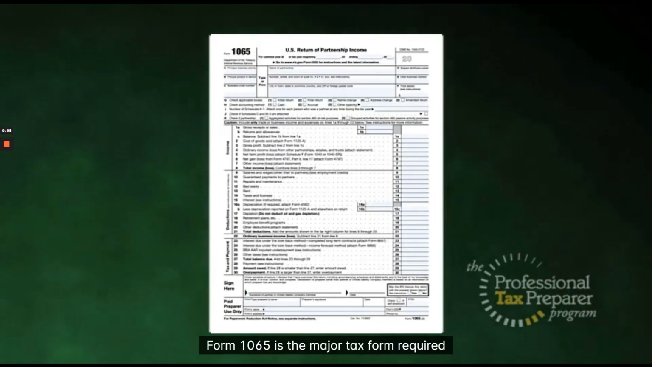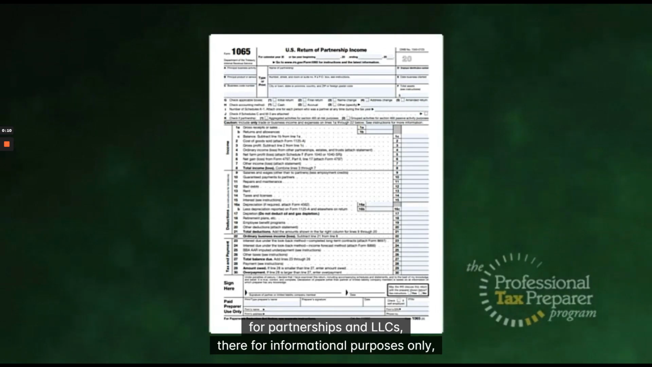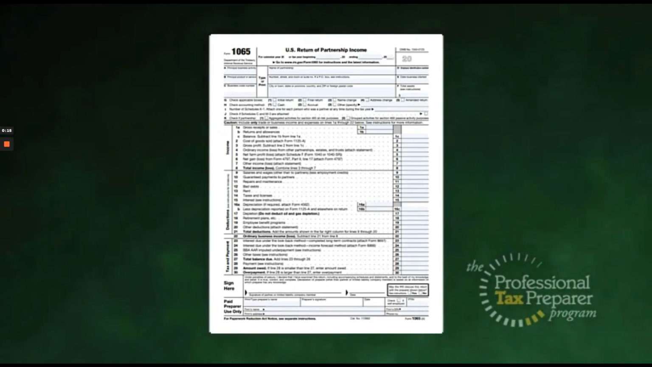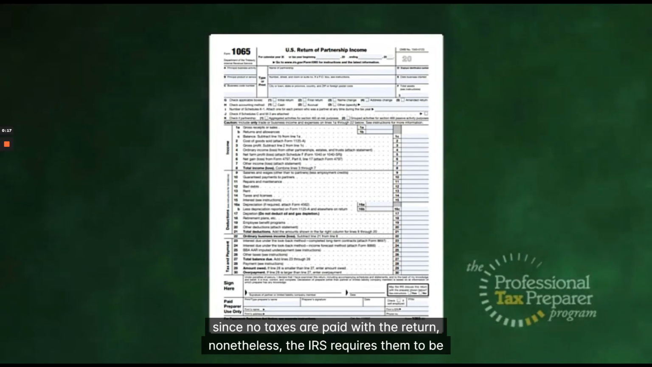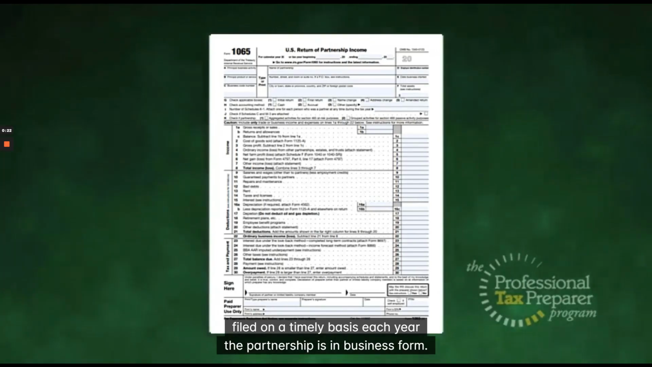Form 1065 is the major tax form required for partnerships and LLCs. They're for informational purposes only, since no taxes are paid with the return. Nonetheless, the IRS requires them to be filed on a timely basis.